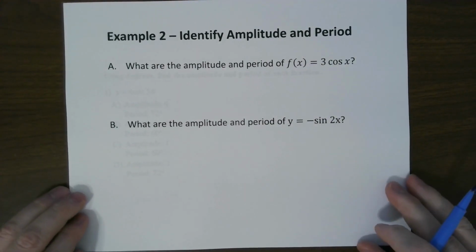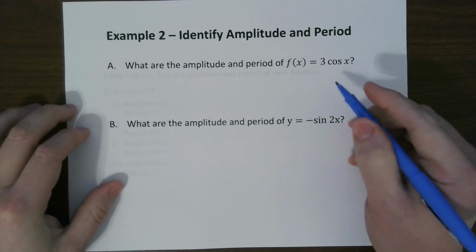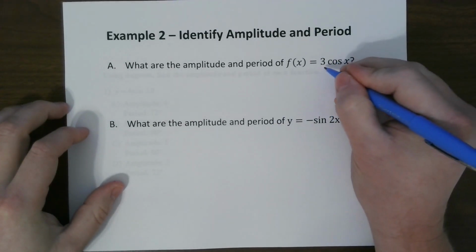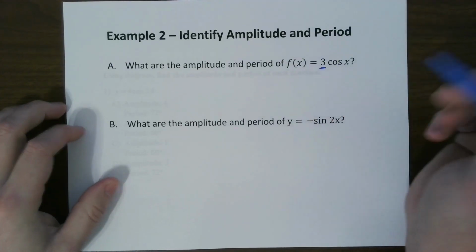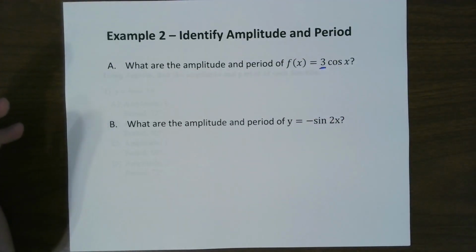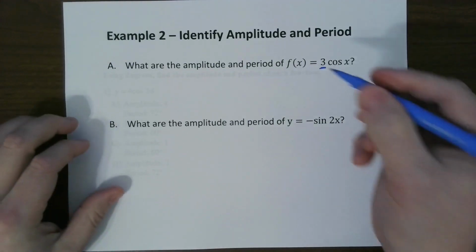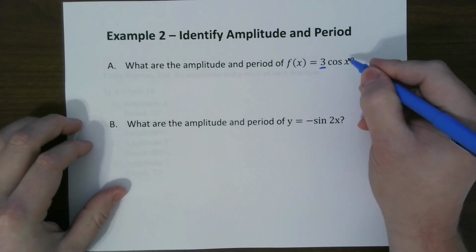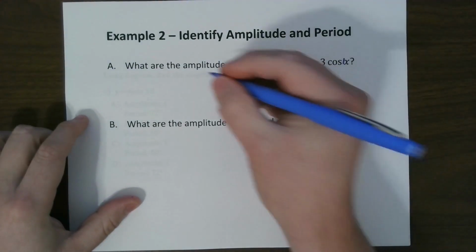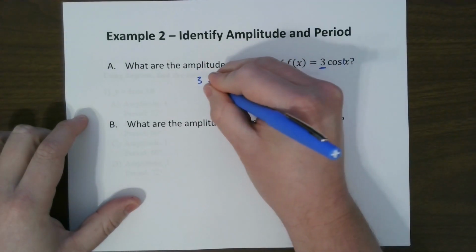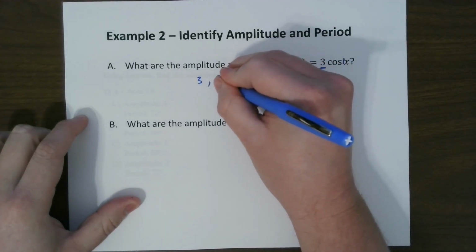Okay, let's find the amplitude and the period for each one. So the amplitude is just the number in front of it. In other words, that's the height of the wave of a function, of the cosine and sine functions. The period is 360 divided by whatever is in front of the x. So the amplitude here would be 3, and the period would be 360.